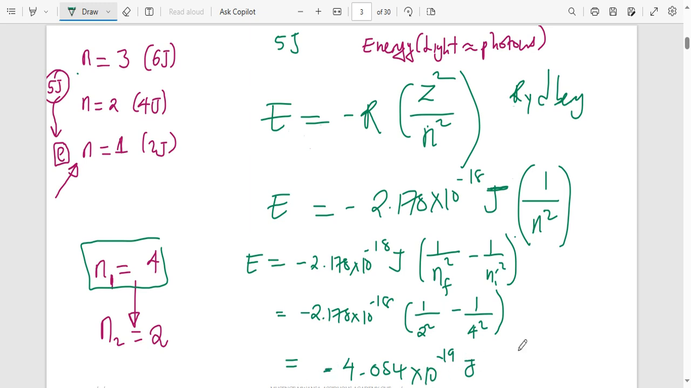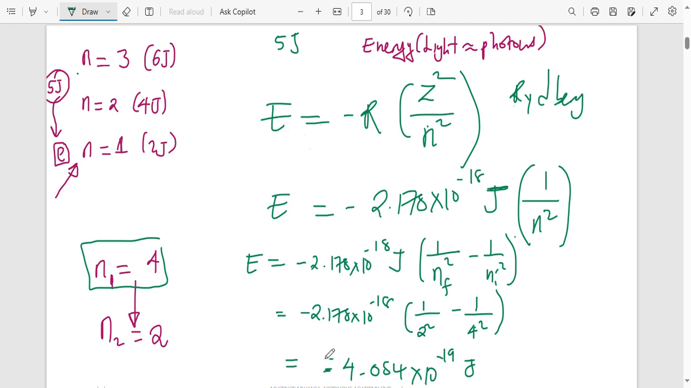This is actually joules per photon. What we mean by photon is the amount of light that you are projecting on that particle for it to be able to transition. But we just write it as joules like that. We don't include this. Is this okay?